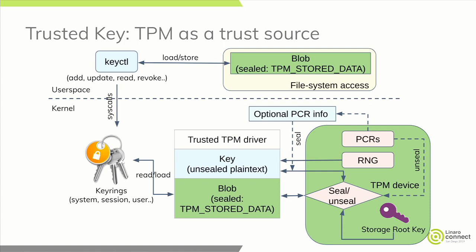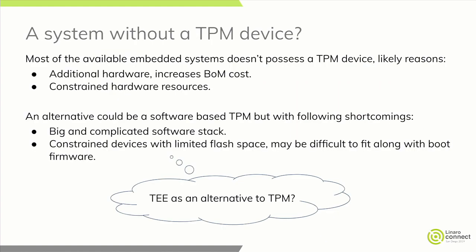One thing to notice here is this optional PCR value. This acts as a salt to the seal and unseal operations, so that you could bind a trusted key to a particular state of the system. That is mostly applicable in a measured boot kind of system where you have PCR values, so that you bind a particular trusted key such that only when the machine has a particular PCR value can it be unsealed. Okay, so that's about this.